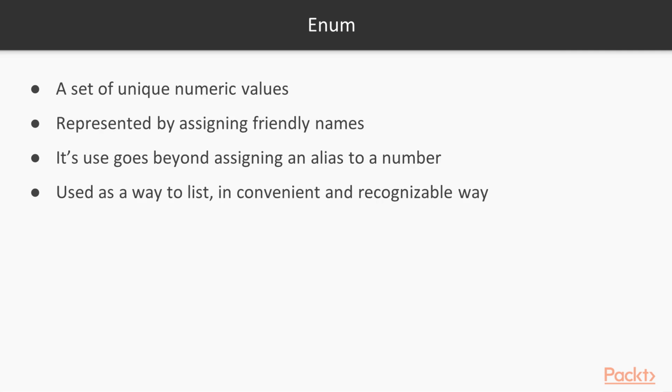The next type is Enum, which is basically a set of unique numeric values that we can represent by assigning friendly names to each of them. The use of enums goes beyond assigning an alias to a number. We can use them as a way to list, in a convenient and recognizable way, the different variations that a specific type can assume.